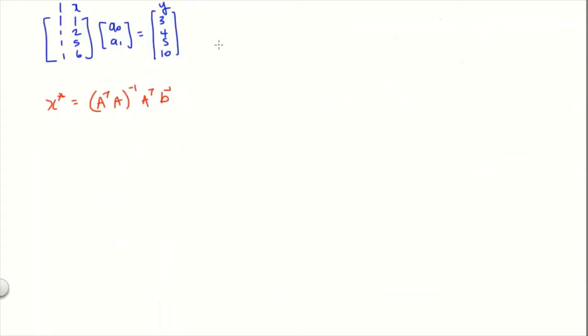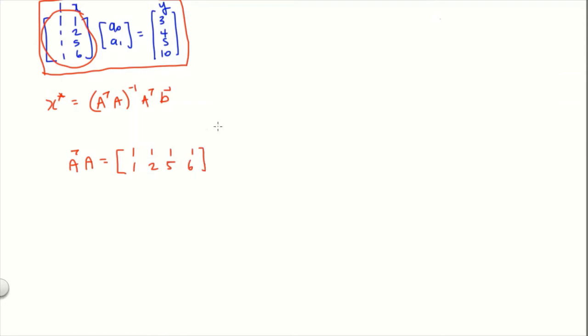From the previous screen, I've just recopied the system that we set up at the beginning of the problem, and I've recopied our formula for the least squares solution X star. So let's work towards finding X star. First thing I would probably do is work out what A transpose A looks like. A just refers to this coefficient matrix up here in our system. So if we transpose that, we get 1s along the top row, and then 1, 2, 5, 6 along the bottom row, and that's going to get multiplied by the original matrix A.